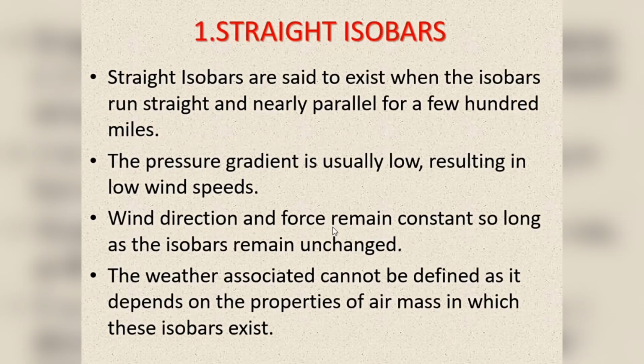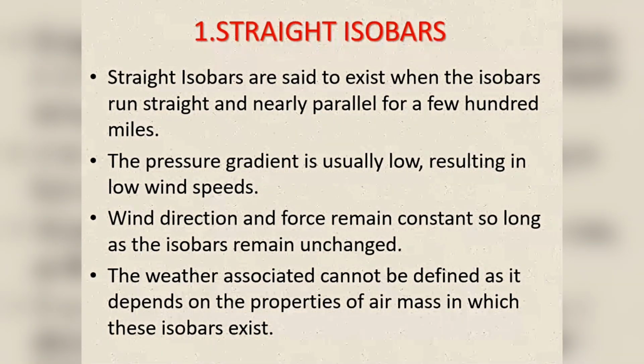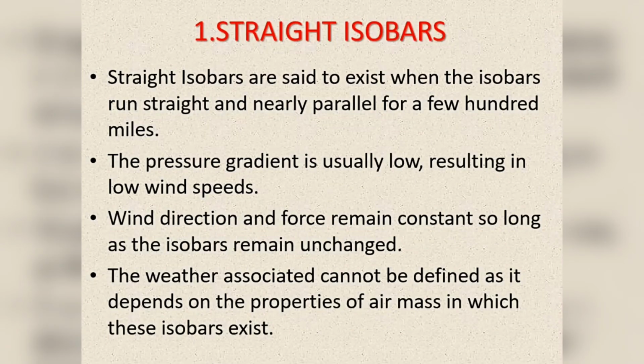First, straight isobars. What are straight isobars? They are said to exist when the isobars run straight. Now you know, you can also write that isobars are lines on the weather map joining areas of equal barometric or atmospheric pressure. They run straight, nearly parallel for a few hundred miles. Pressure gradient is usually low, resulting in low wind speeds. Wind direction and force remain constant so long as the isobars remain unchanged.